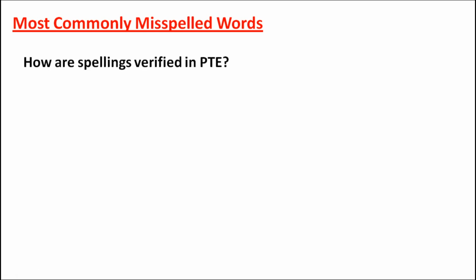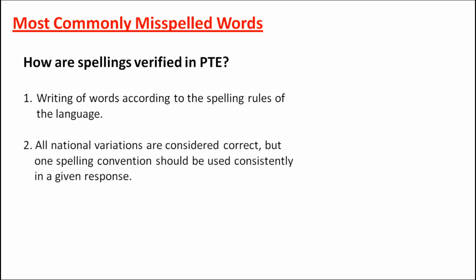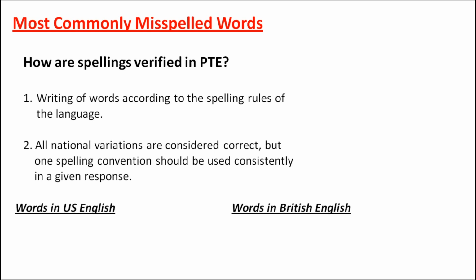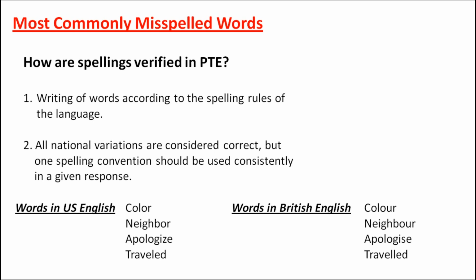Well, let's talk about how are spellings verified in PTE examination. If I quote PTE score guide, it says writing of words according to the spelling rules of the language. It means simply write correct spellings and do not misspell. And the next is all kind of national variations are considered correct, but you'll have to follow only one throughout the examination. You cannot keep changing national variations, like you wrote something in US English first and then you wrote something in British English. Here are some examples of words in US English and words in British English.